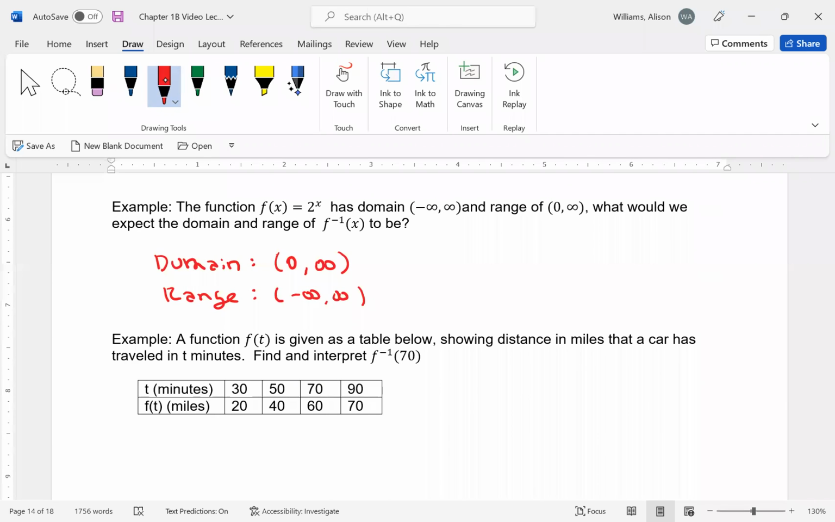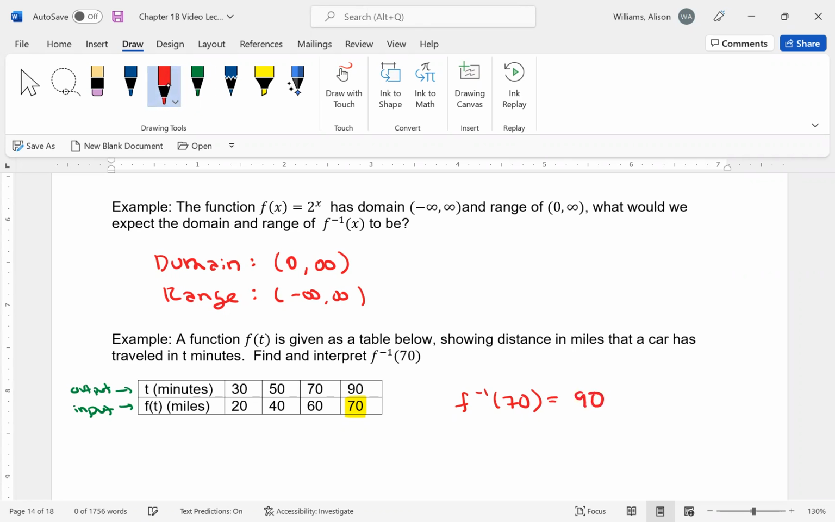Let's find what f inverse of 70 is and then interpret what that means. So f of t is a table that shows the distance in miles that a car has traveled in t minutes. So f inverse of 70 is going to be the exact opposite. So I'm looking now at the output. Since I'm looking at the output of 70 right there, because the inverse switches them around, for the inverse, these are the inputs and these are the outputs. So it's switching them around. So that means its output is 90.